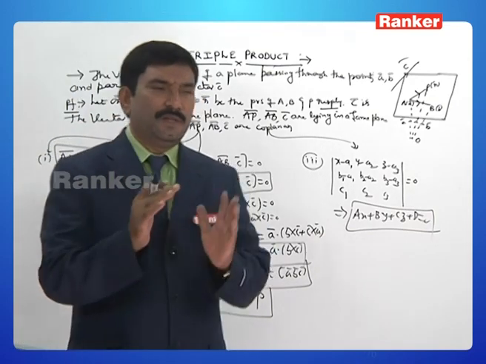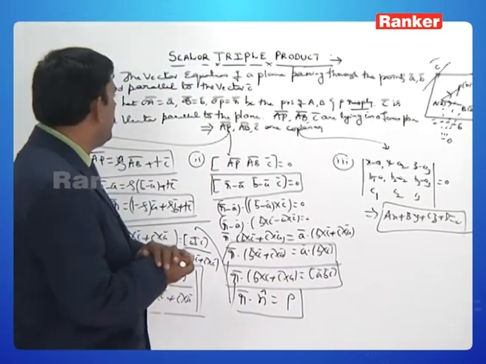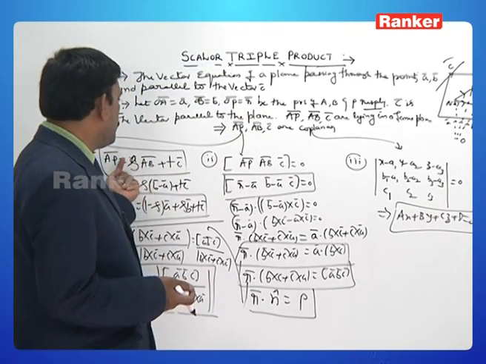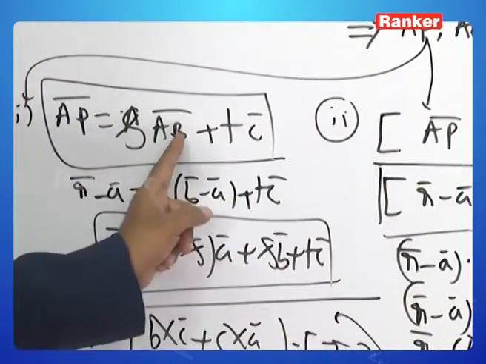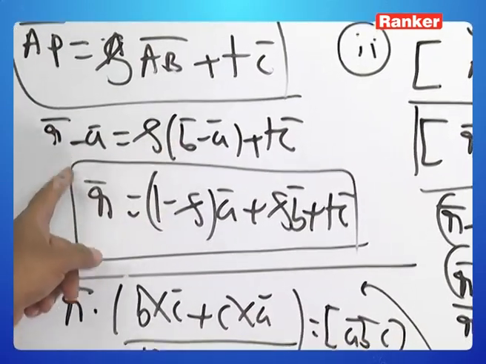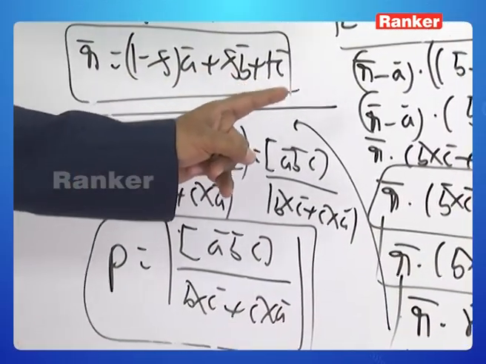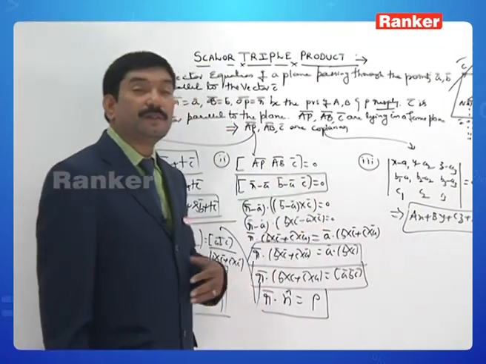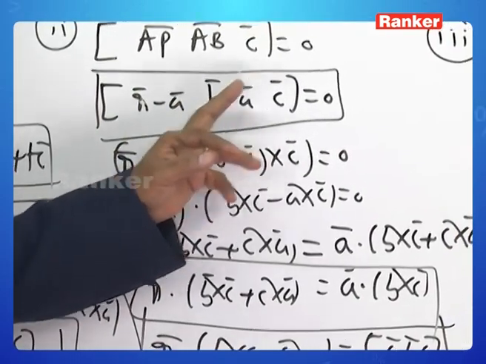Followed? Yes. Now what we proved, the vector equation of a plane passing through the points a bar comma b bar and parallel to the vector c bar is, I can write one way, that one vector can be expressed as linear combination of remaining vectors. AP bar is equal to s into AB bar plus t into c bar, that is OP minus OA, OB minus OA, R bar minus A bar. We got it. R bar is equal to 1 minus s into A bar plus s B bar plus t C bar. The another one is box of AP bar, AB bar, C bar is equal to 0. So therefore, box of R bar minus A bar, B bar minus A bar, C bar is equal to 0.